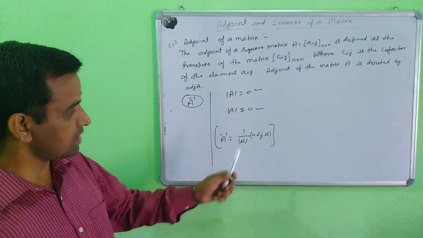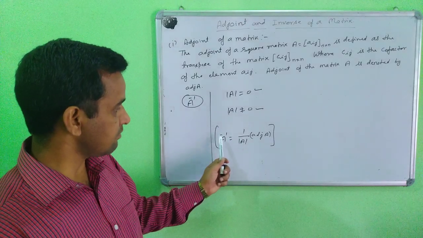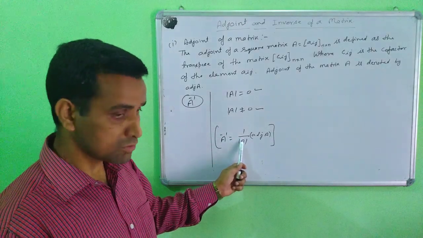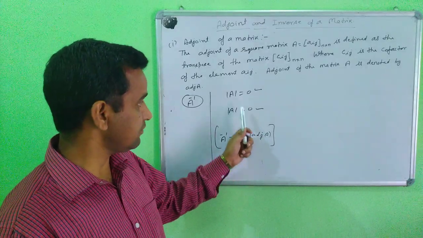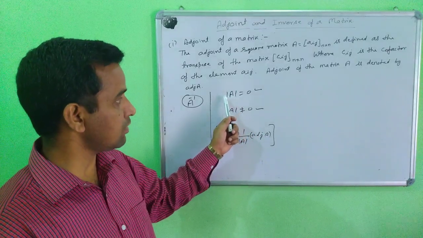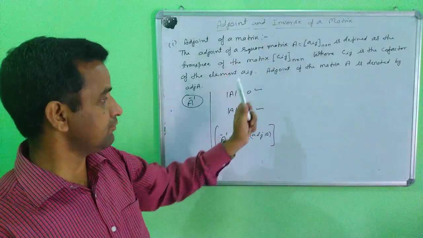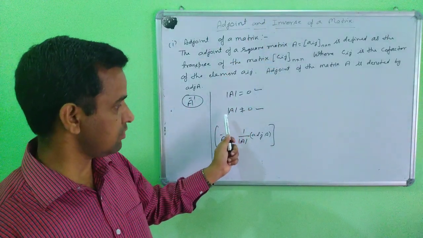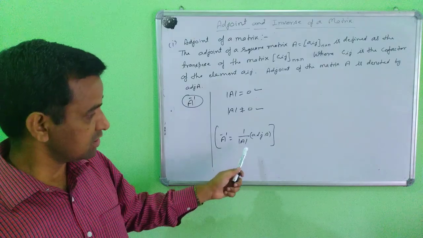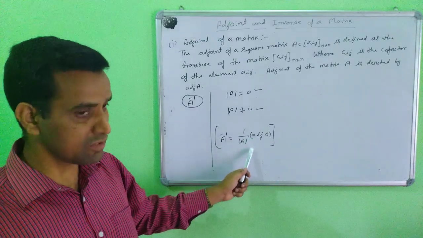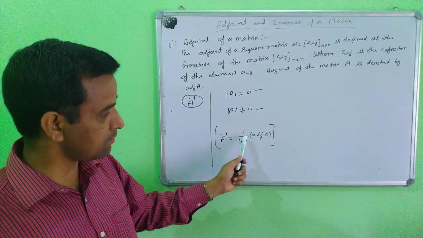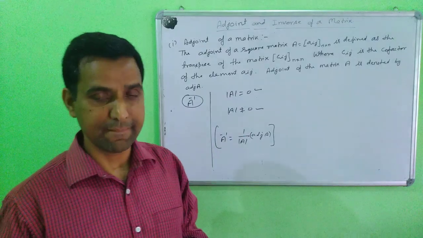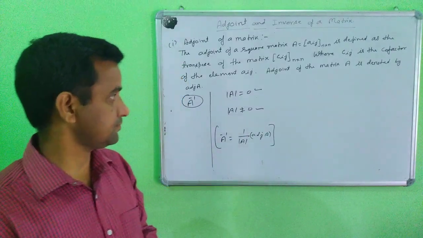Means the inverse totally depends on the determinant, on whether the matrix is singular or non-singular, and on the adjoint of A. If the matrix is singular, then you will not find the inverse. If the matrix is non-singular, then the inverse is possible. Suppose the determinant is 0, then 1 upon 0 is infinite, so the inverse is not possible. Any negative or positive value, you multiply it, then you get the answer. So next.